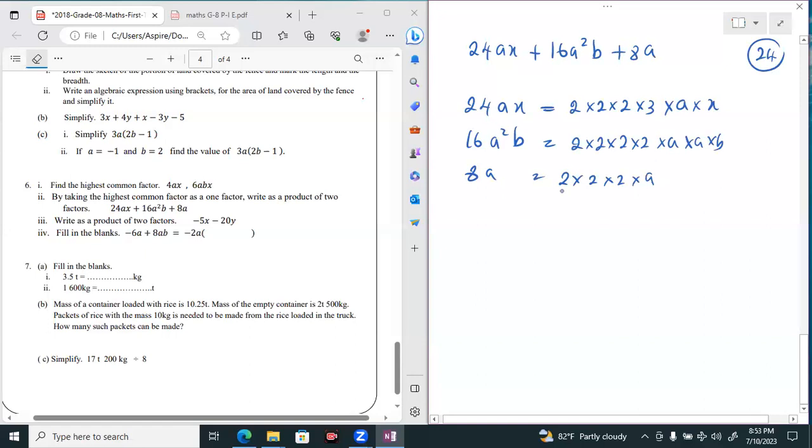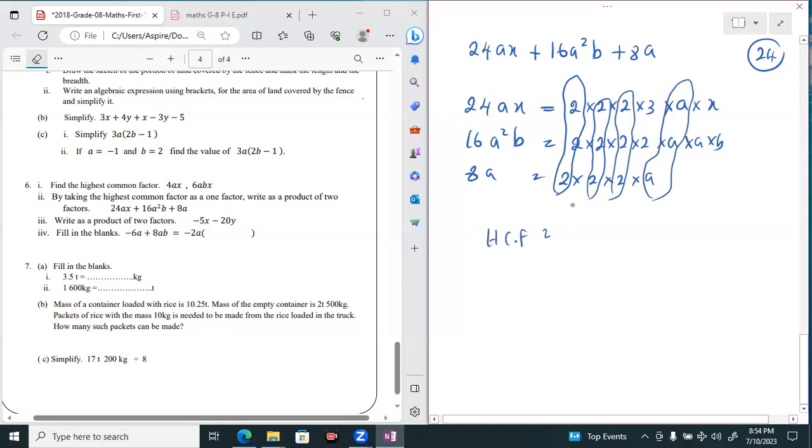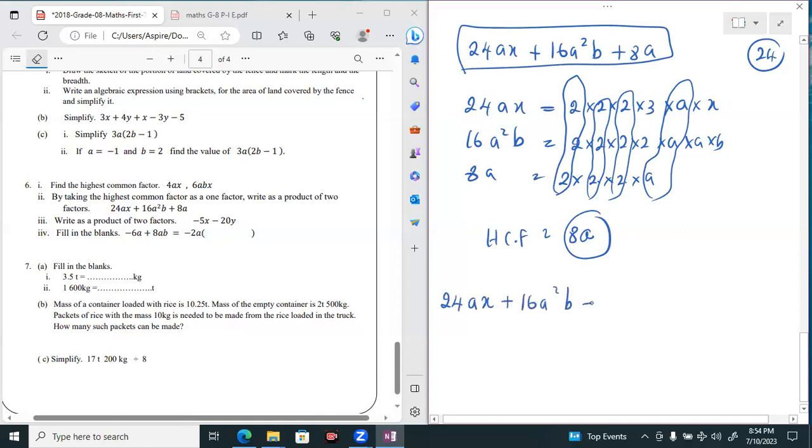Now take the highest common factor. HCF equals 2 into 2, 4, 4 into 2, 8, 8 into a, 8a. Then what you have to do is write this as the product of 2 factors. The HCF, or the highest common factor, is one factor. Then this can be written as 8a within brackets. You have to write what is remaining.